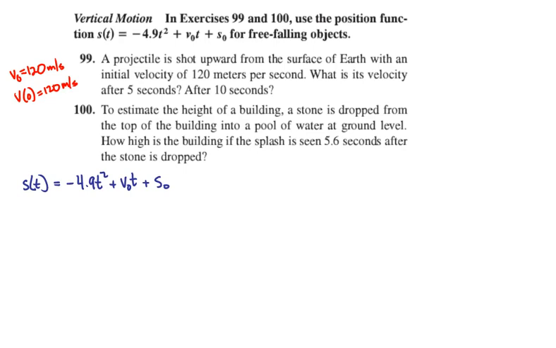Now what do we know? We know that the object is dropped from the top of the building, and since it's dropped, it wasn't thrown down, it was dropped. That means that the initial velocity is 0, and because of that our function has become a lot simpler. Since v sub 0 is now 0, all we have left is negative 4.9 t squared plus s sub 0. And s sub 0 is the height at time t equals 0, which is what we're trying to find out here.